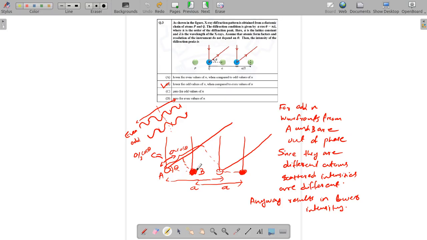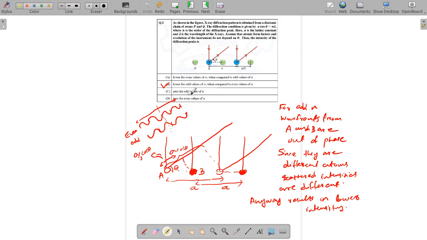But since these are two different atoms, the amount of radiation they radiate need not be the same. The intensity need not be the same. So that means there can be some intensity, but not perfectly dark. If they were the same atom, it should have resulted in destructive interference, or absence of an intensity peak. But since they are two different atoms, there can be a slight intensity.